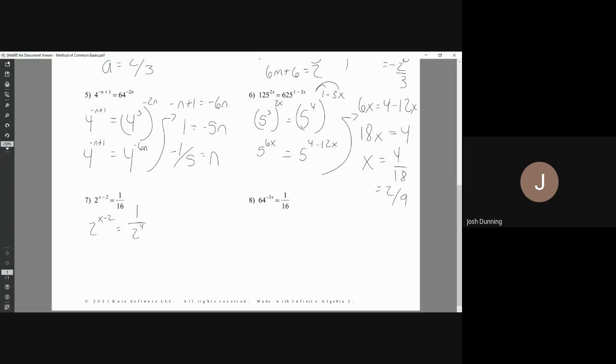That won't work, but like we said, we can send that up to the top, make it negative. 2 to the negative 4th is like 1 over 2 to the 4th. This helps me. Now my bases are exactly the same, so I can just set them equal. X equals -2.